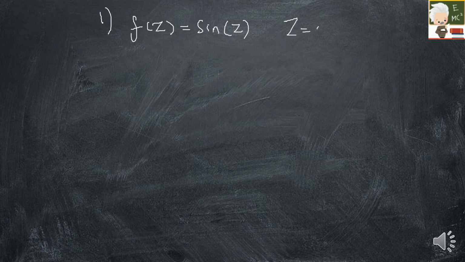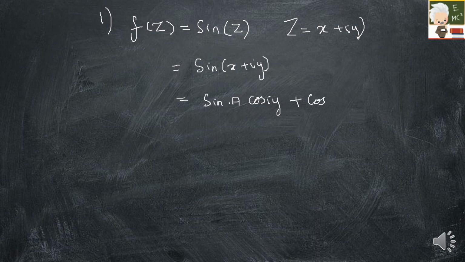For z, you have to substitute x plus iy. So I'm going to substitute sine of x plus iy. What is this? Sine of a plus b. What is sine of a plus b? It is nothing but sine a cos b plus cos a sine b. Sine a is sine x, and then cos a sine b, sine iy. So I have to split the real part and imaginary part, right?